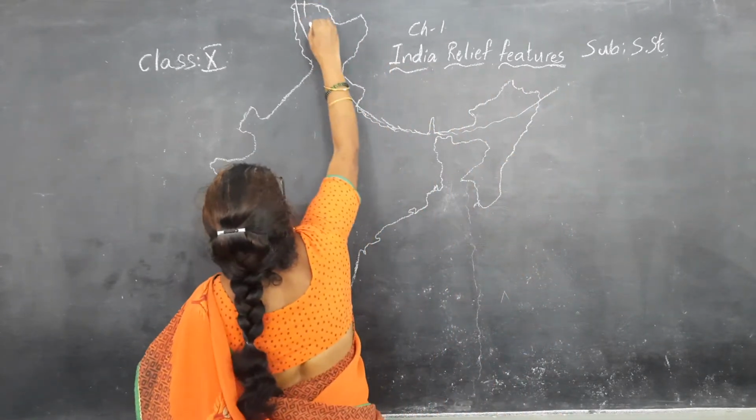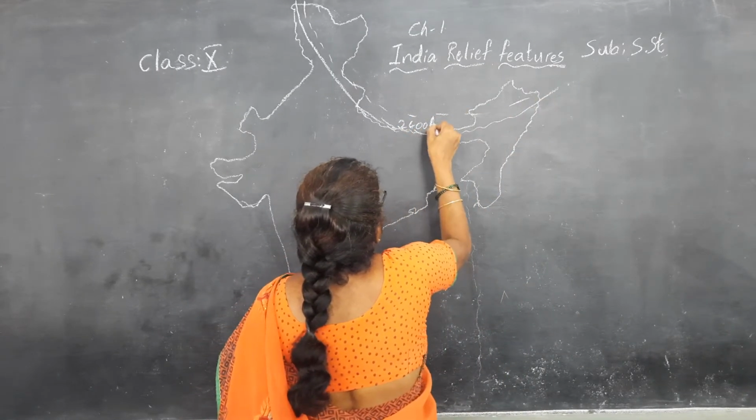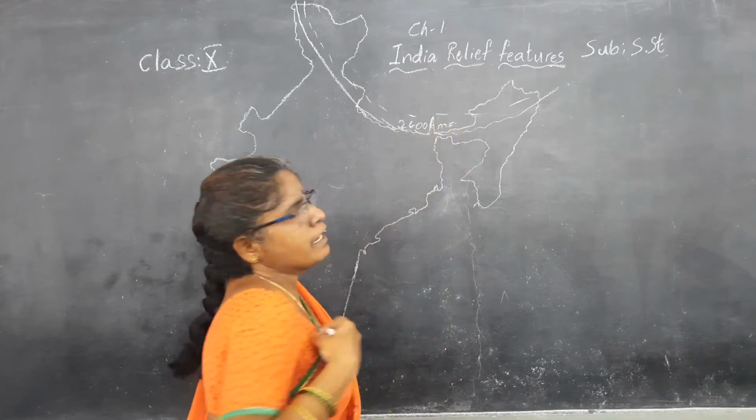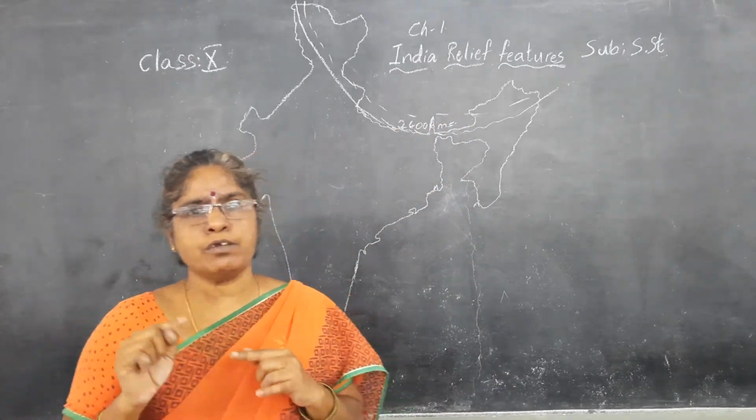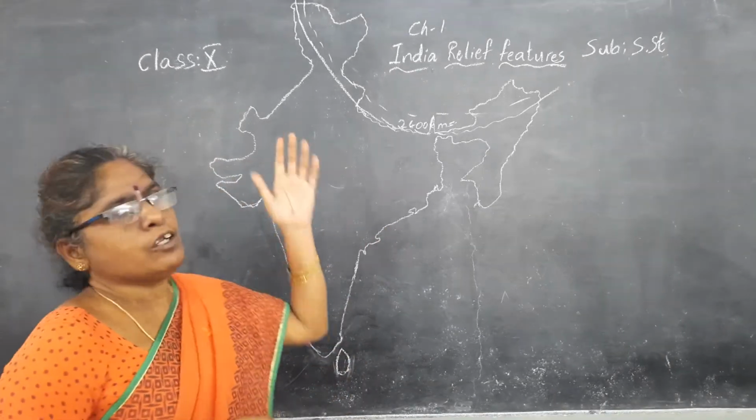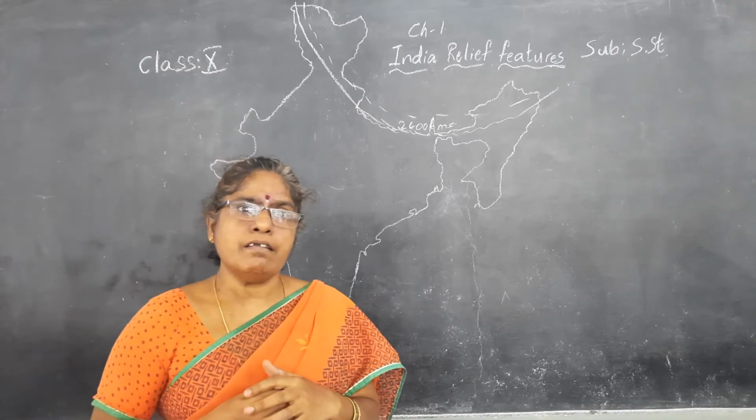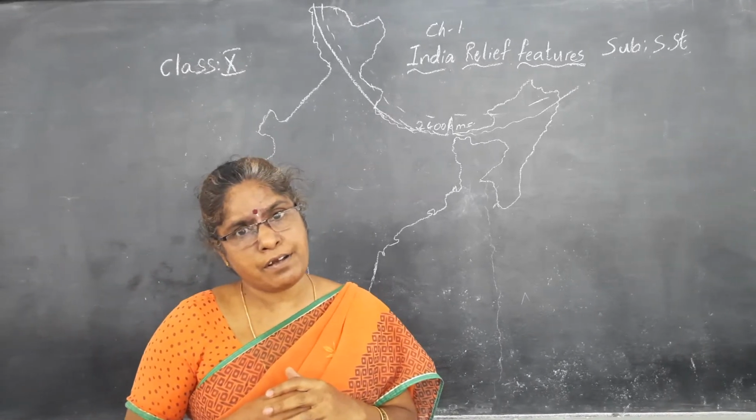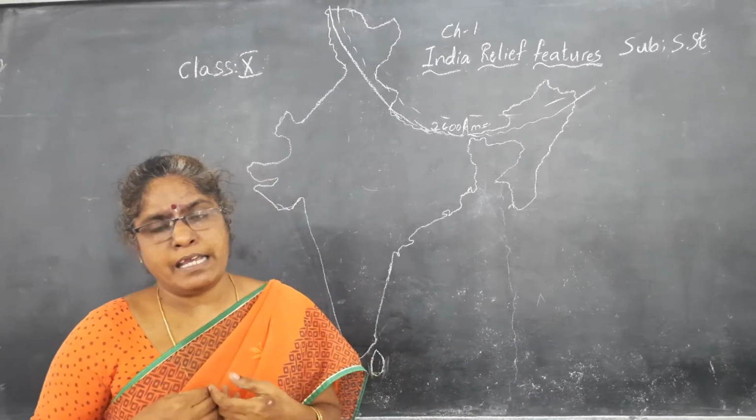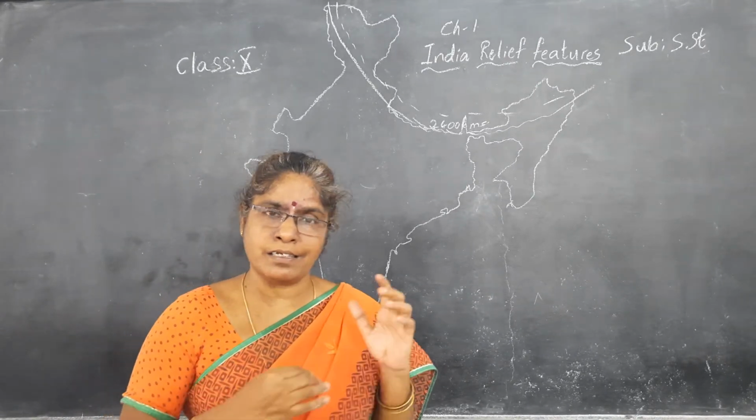It is in an arc shape with a 2,400 kilometer distance. That covers the northern part of our India, and it acts as a natural barrier for our country also. Without Himalayas, we can't expect India as an agricultural country.